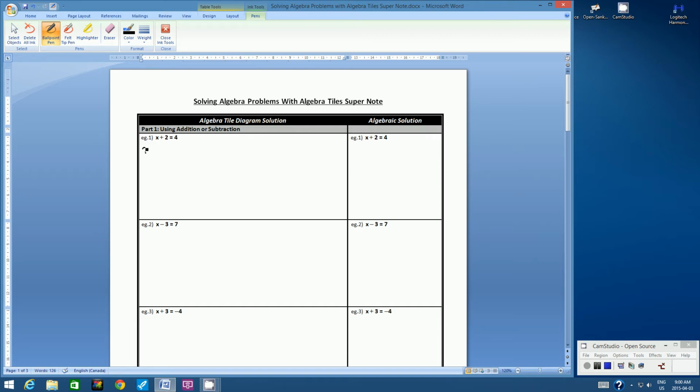Step 1, we draw the question. Let's look at the individual components. We have an x variable. We've had a lot of experience drawing a positive x variable. It's just a rectangle with a positive sign. Then plus 2 is simply 2 positive integer tiles. And then we have the equal sign. Don't forget the equal sign. And on the right side of the equal sign, we have positive 4. So let's draw those tiles out. Positive 4.